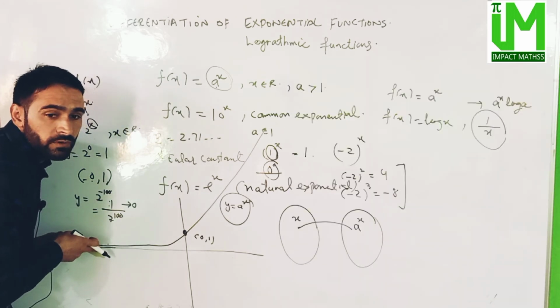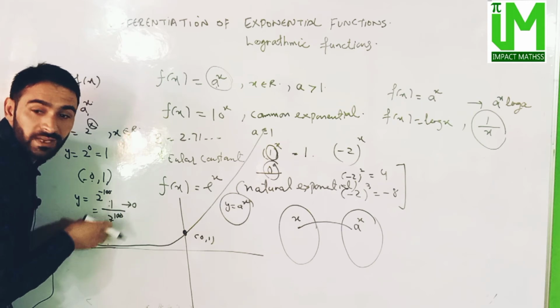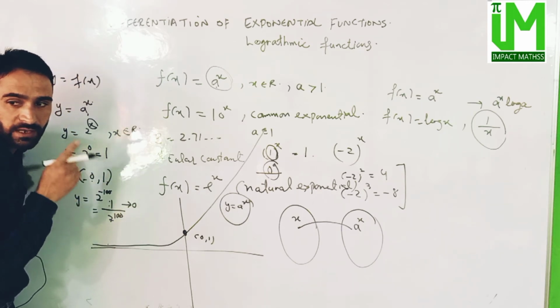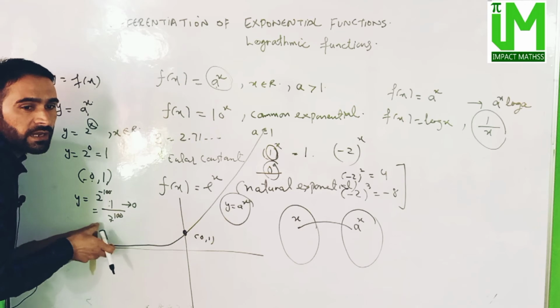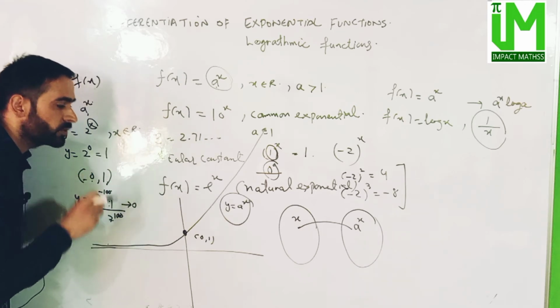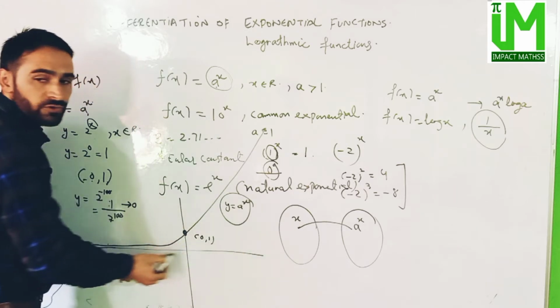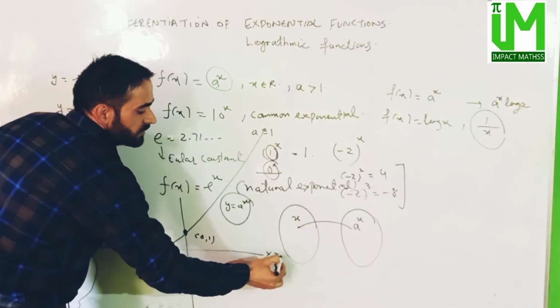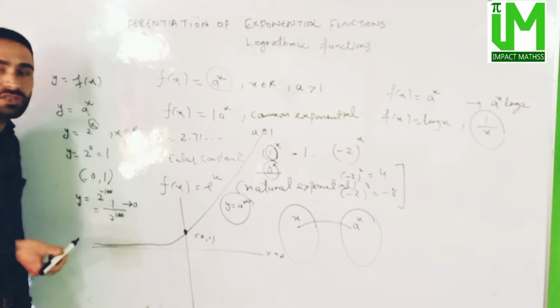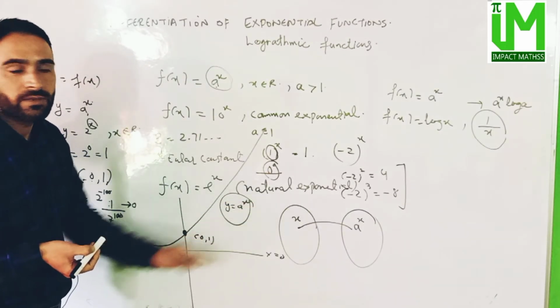What is this sort of graph called? Asymptotic graph. Exactly, हमने पढ़ा है ना, asymptotic graph. So this is an asymptotic graph. So exponential function is an asymptotic graph. Asymptote क्या बना? x-axis बना asymptote.